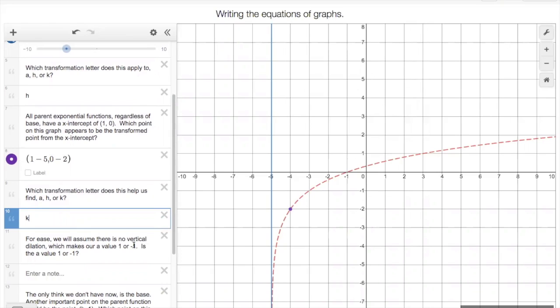Same thing here with a. It's either going to be positive or negative based on if it's increasing or decreasing. Well, this is an increasing function, so it's going to be a positive 1.